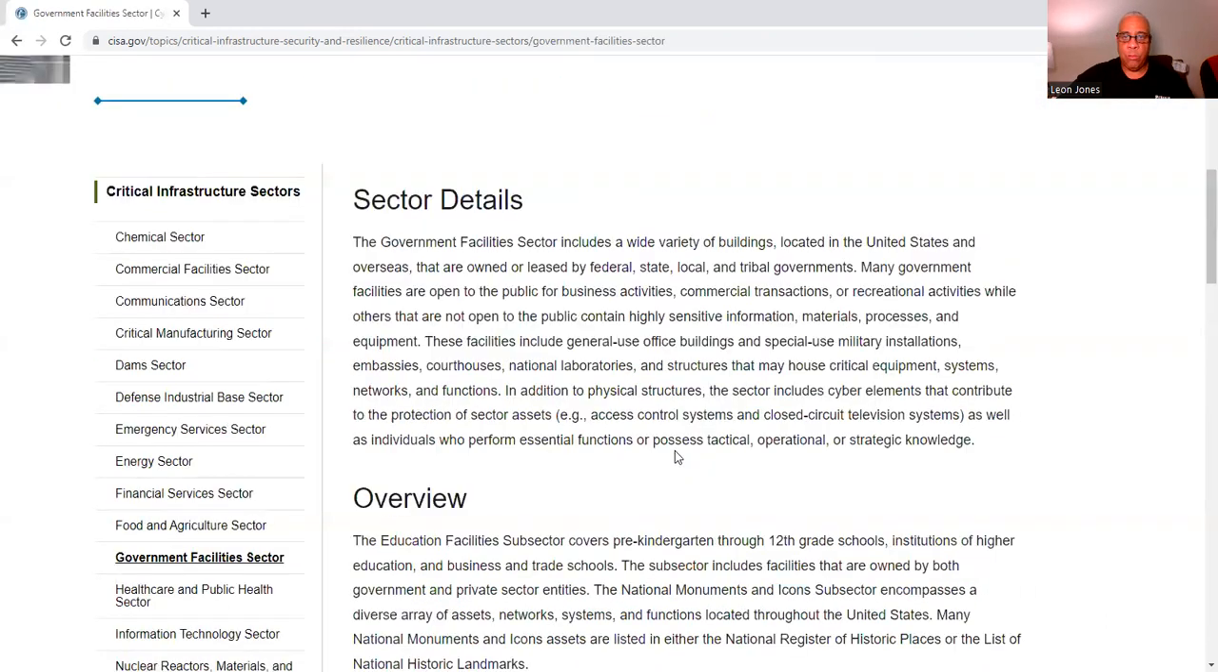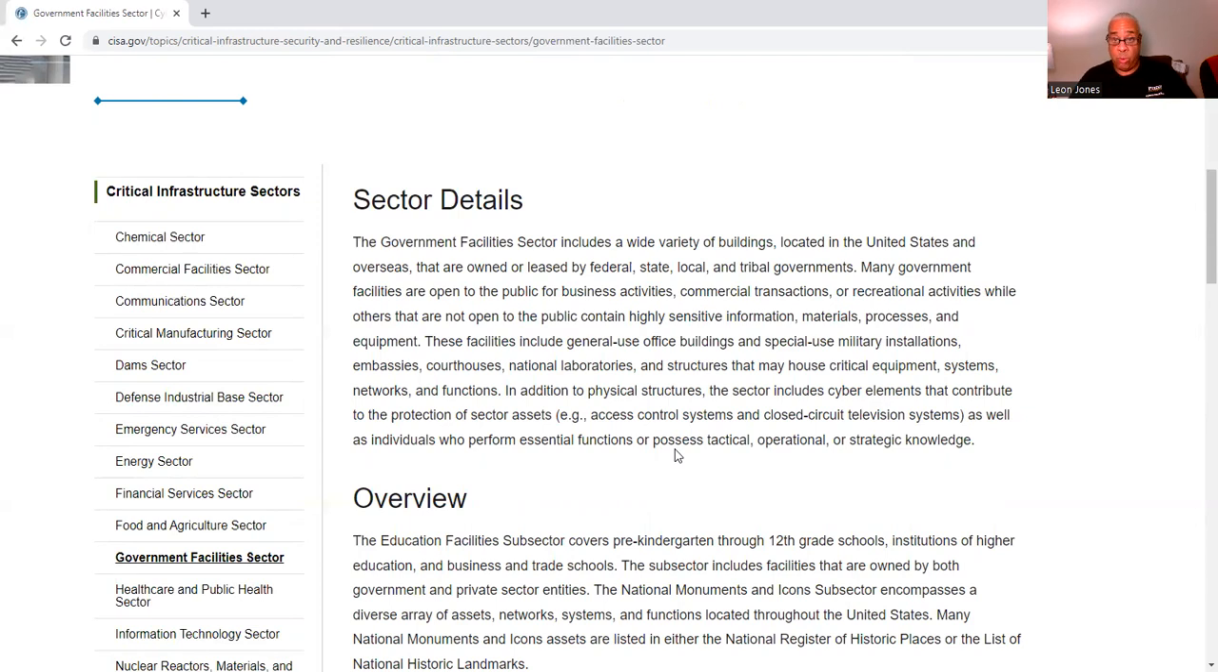Your government sector. Again, this is where you have business activities that are open to the public, commercial activities, recreational activities. Now, this sector contains highly sensitive information, materials, processes, and these facilities include general use office buildings and special use military installations, embassies, courthouses, national laboratories, structures that may house critical equipment systems, networks, and functions.